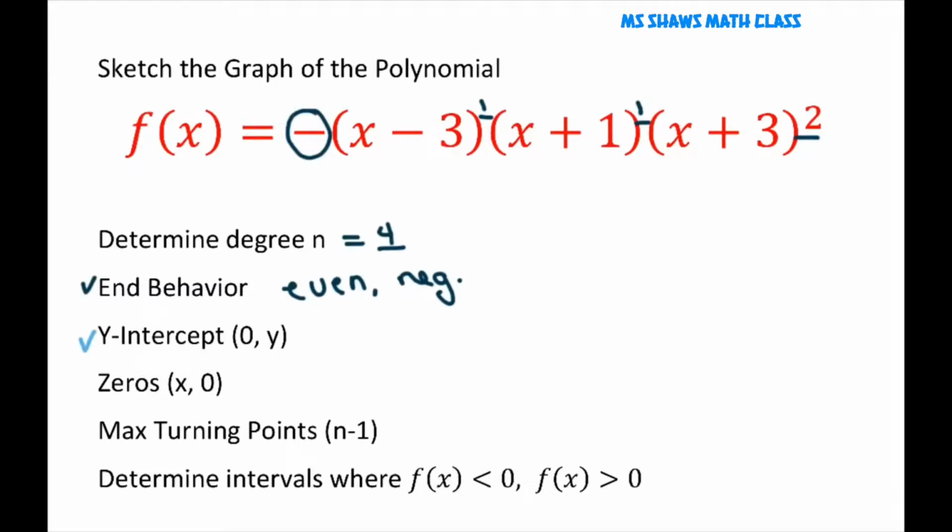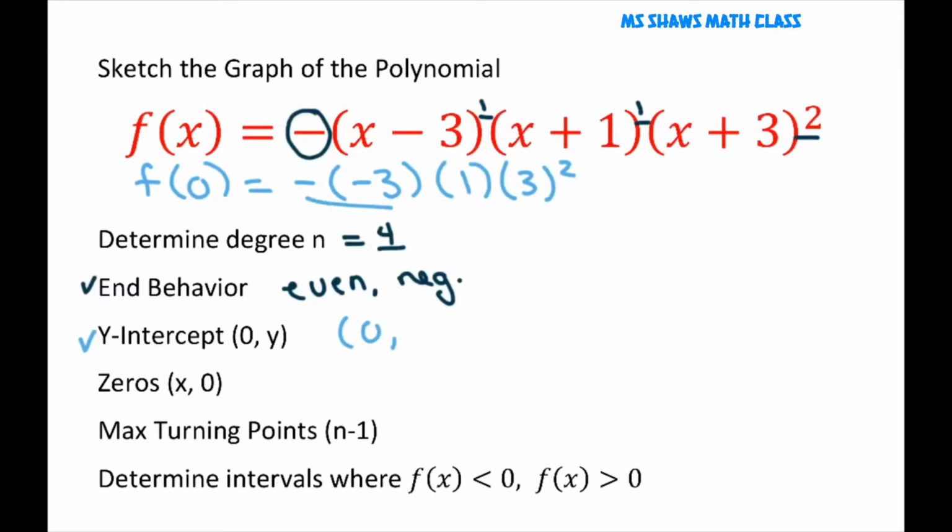Our y-intercept is when x is 0. So when you plug in 0 here for your x, we're going to get 0, comma, this is going to be positive. So we have 3 times 9, which is 27.